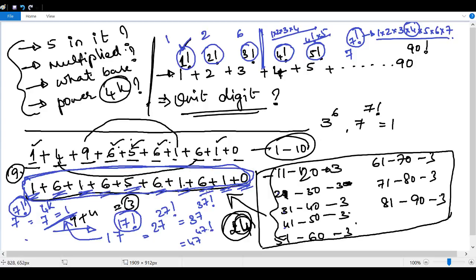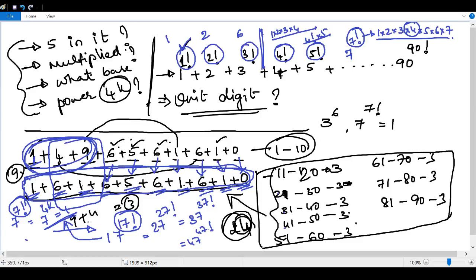Where you are getting the change is only in the first 3, because the first 3 numbers do not have a power which is a multiple of 4. 1 will not have an impact, but 2 and 3, yes. So that's why, if you see, the rest of them are all the same. The only change has come in this portion.